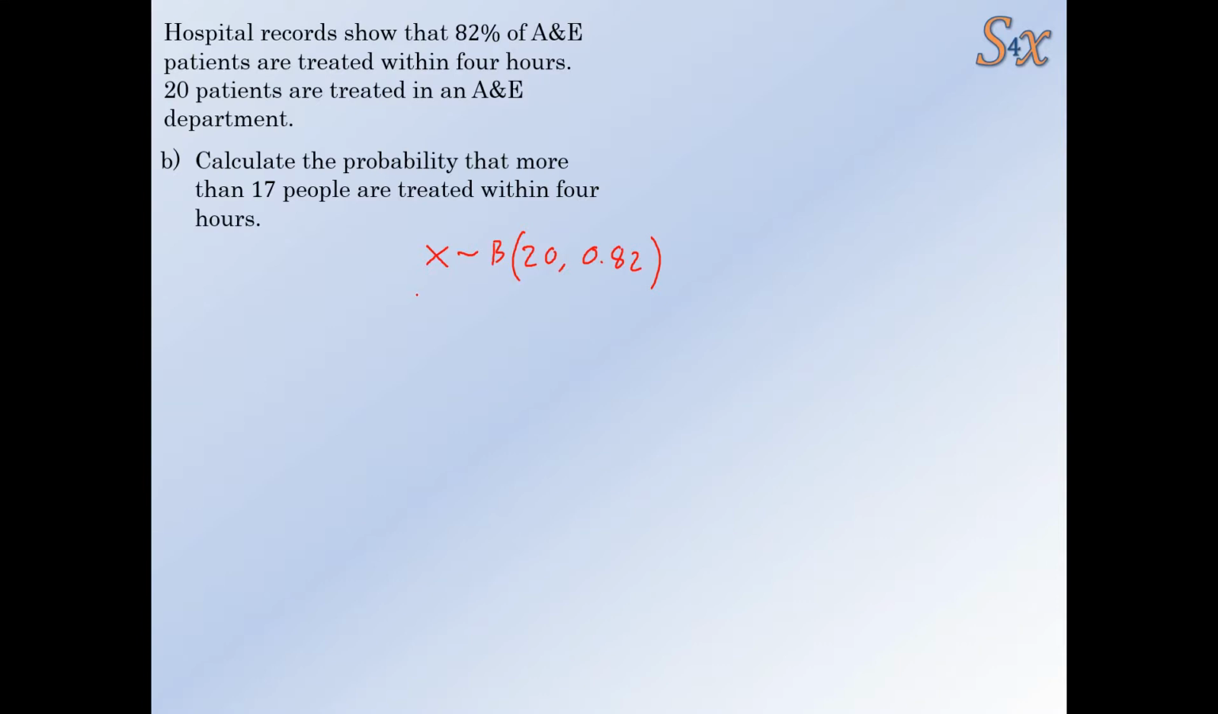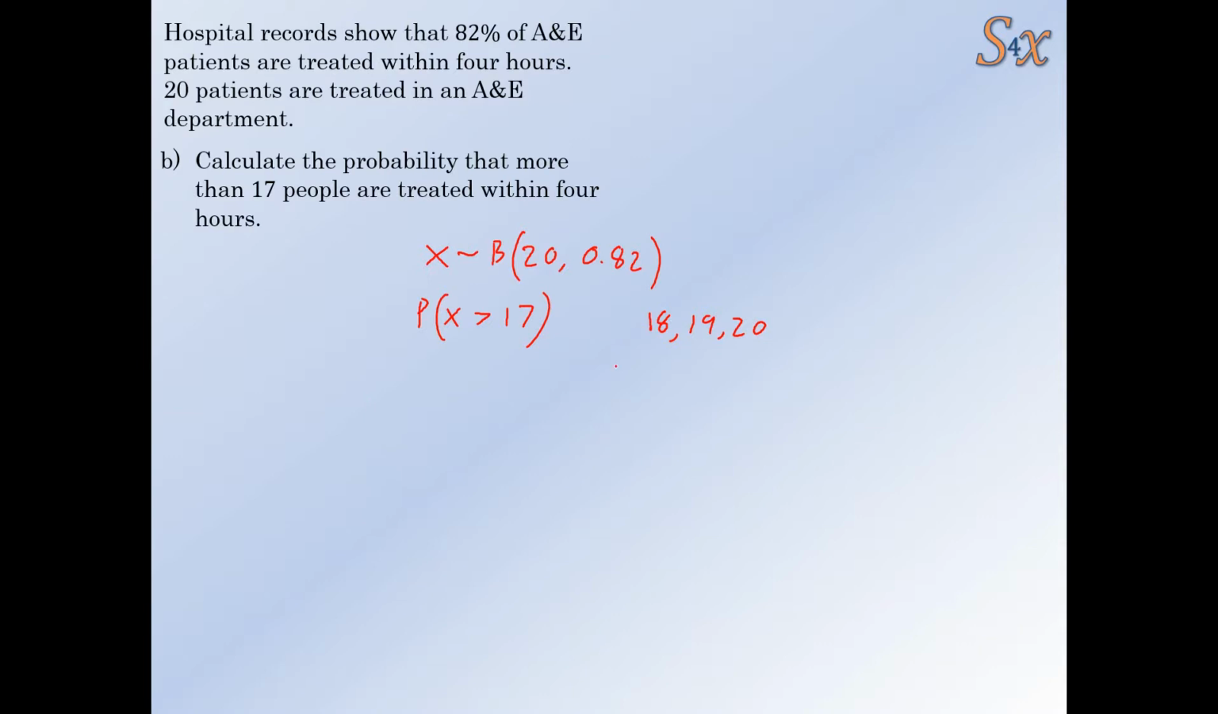Just the same as last time, but now we want the probability that x is larger than 17. Now we need to think about how we convert that to use the less than or equal to sign. Well, we only want 18 patients, 19 patients, or 20 patients.